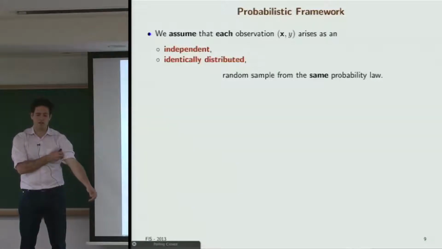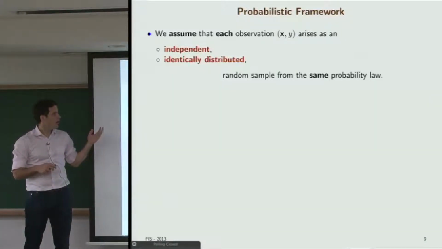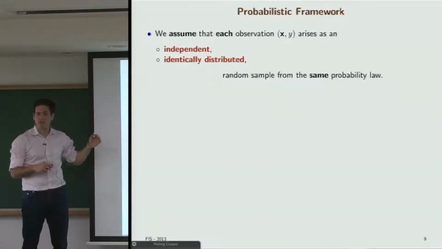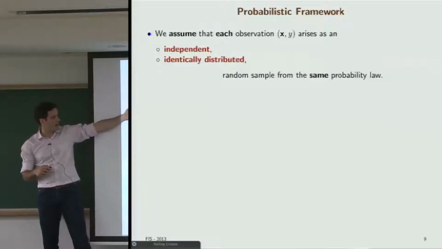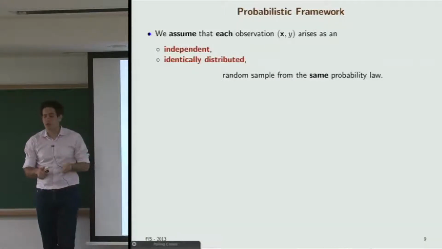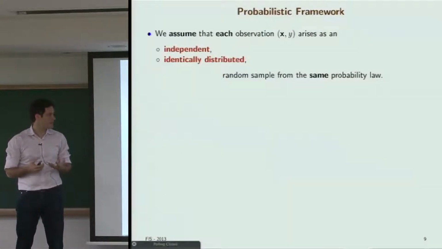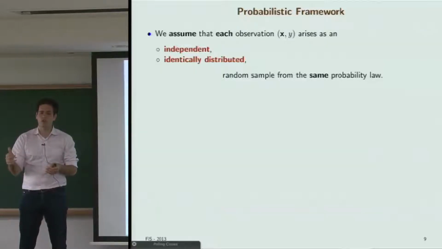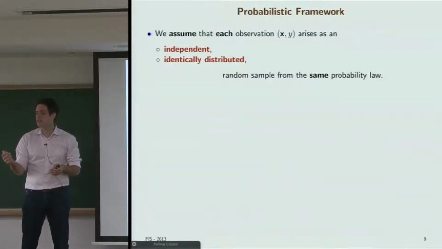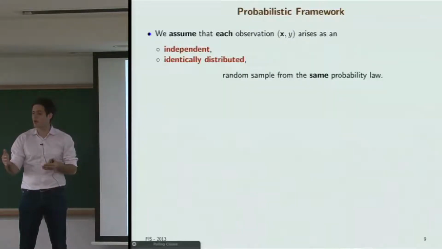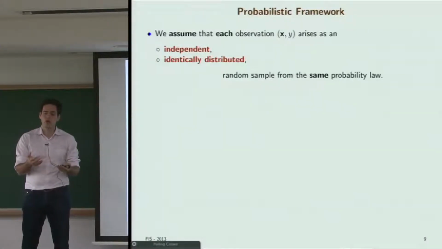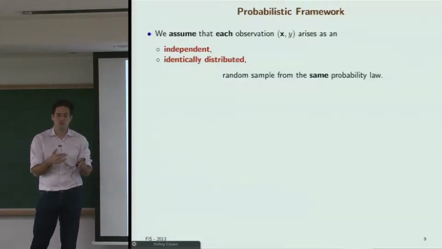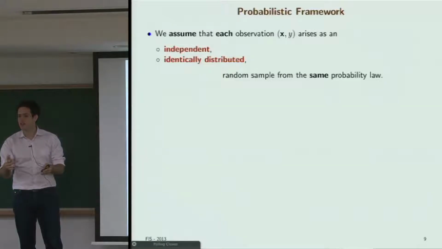quantify this assumption, what we will do is that we will assume that all observations, taking each observation taken separately, arises as an independent and identically distributed random sample from the same probability law. So again, the independence assumption is the fact that one observation has no influence on the next one. So if I just take a coin and start drawing tails and heads, the fact that I have drawn 20 heads in a row should not influence the fact that the 21st will be a head or a tail, right? There is absolutely no statistical relationship between the 20th draw and the 21st, okay? So this is the independence.